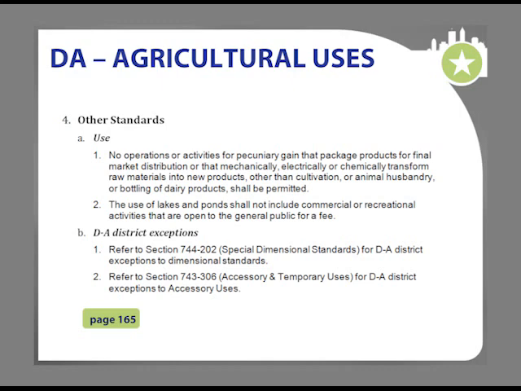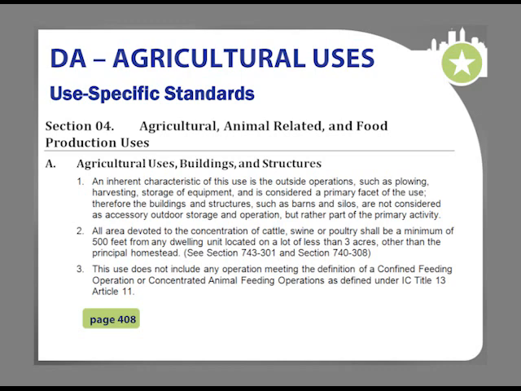There are some differences. We've also made it clear that if you have a lake or a pond on the agricultural site, you cannot include commercial or recreational activities that you charge the general public a fee. That's a limitation. But we do have some special dimensional standard exceptions. Those are identified in the DA use-specific standards. So pay attention to those. We've also made clear what some of those exceptions are.